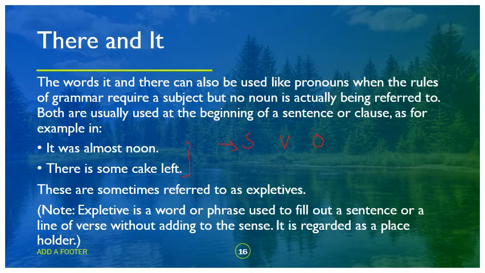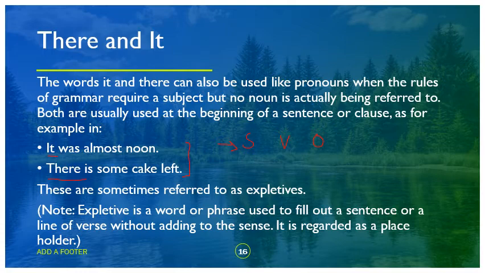So, in these examples, we can see that it and there basically are just fulfilling the function of a subject. They are not actually performing the action. They are simply filling in the space. So, they are sometimes referred to as expletives. Expletive is a word or phrase used to fill out a sentence or a line of verse without adding to the sense. It is regarded as a placeholder.